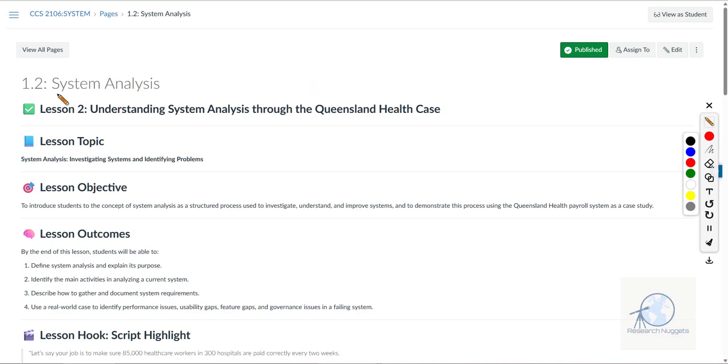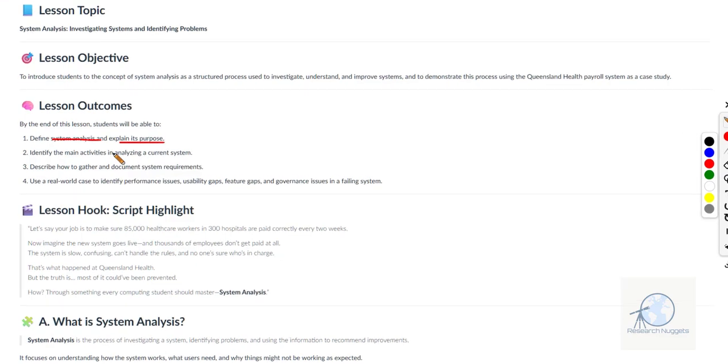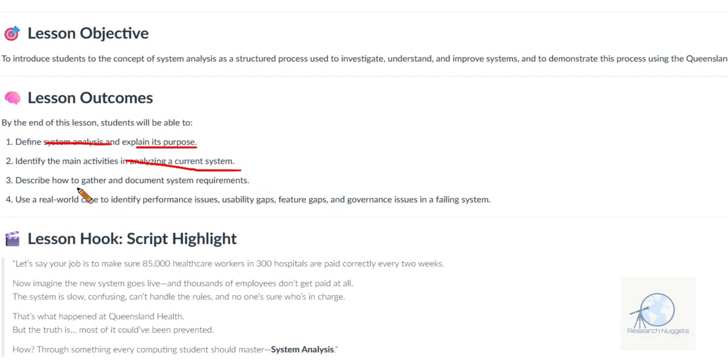So today I would want us to have a look at a very important component or title that is called system analysis. And one of the things that I would want us to see is what is the system analysis, what is its purpose, and then what activities are normally undertaken whenever you are undertaking a system analysis, and then how do you actually gather and document the requirements that are supposed to exist within a given information system.